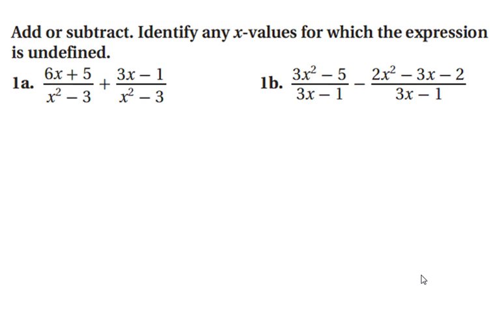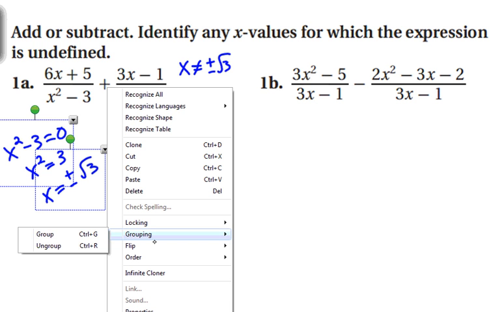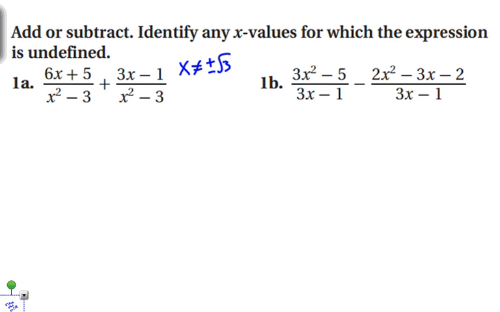So in order to do that, in this first example, if x squared minus 3 equals 0, then that's a problem. So we add 3 to both sides, so x squared equals 3. So when x is equal to plus or minus the square root of 3, that's going to make that undefined. So over here we can say x cannot equal plus or minus radical 3 for this particular one. So I'm just going to take this and get rid of it. We'll shrink it down. We'll put it over here in case we need it.